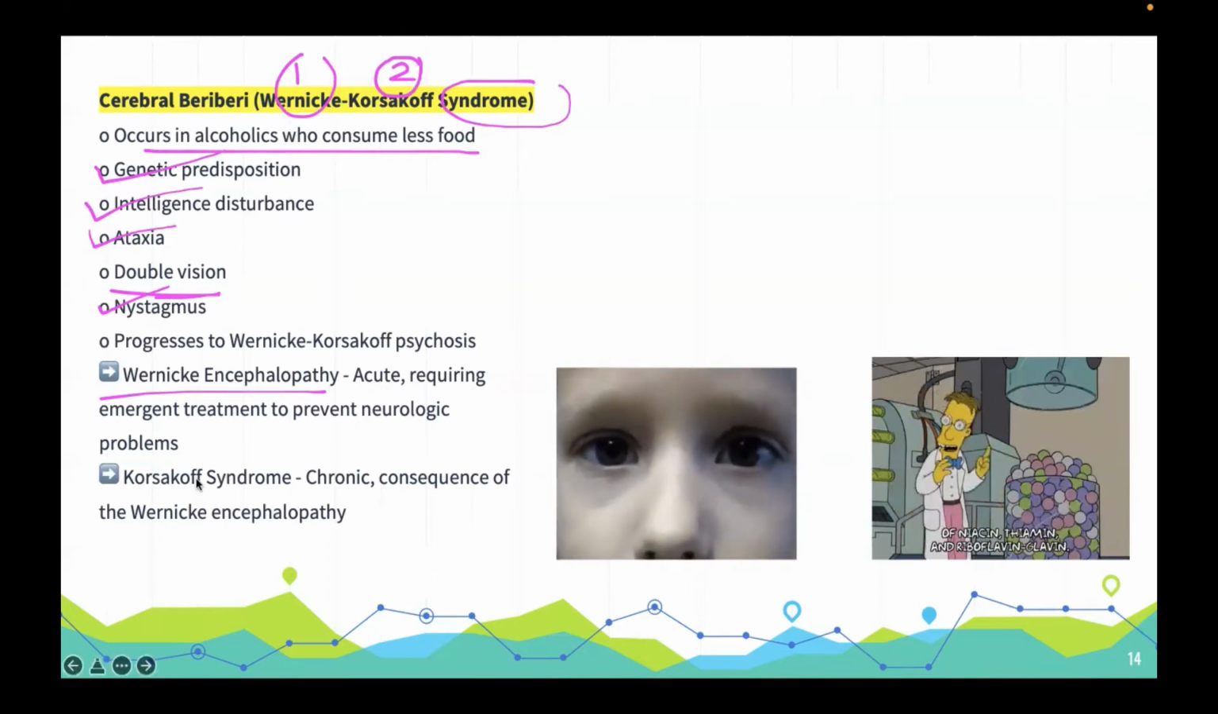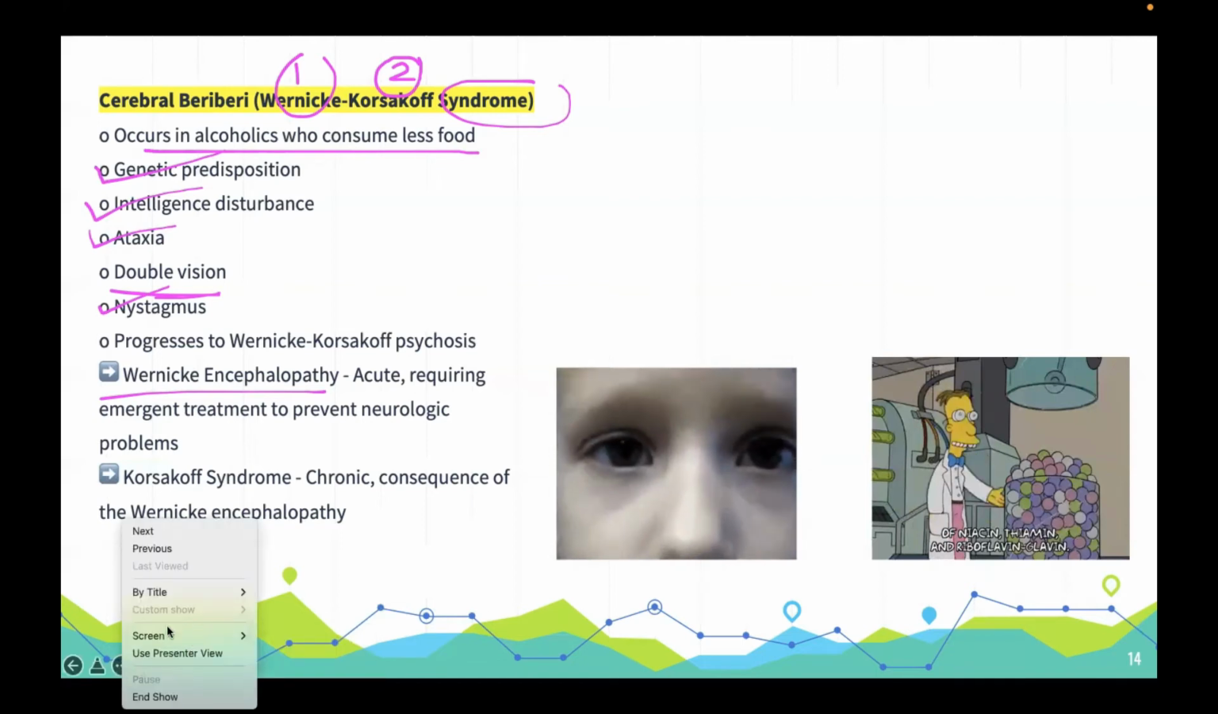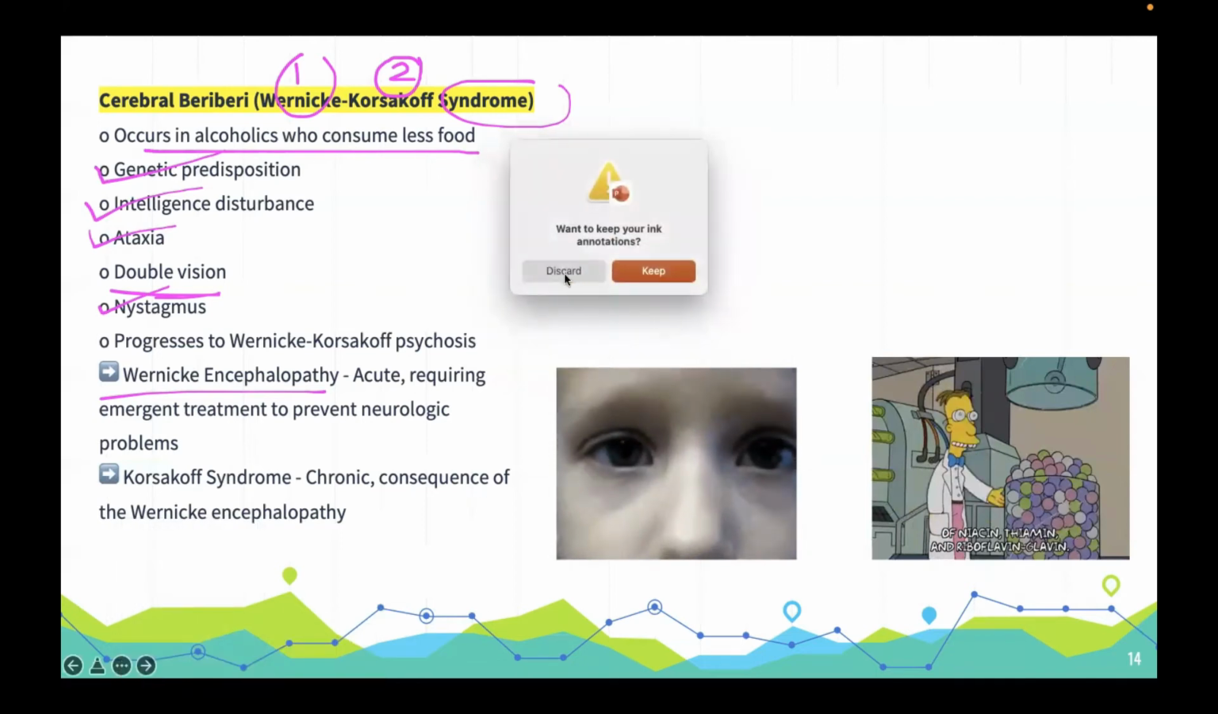Pause lang natin, end lang natin ang ating slideshow dahil hindi na makita.